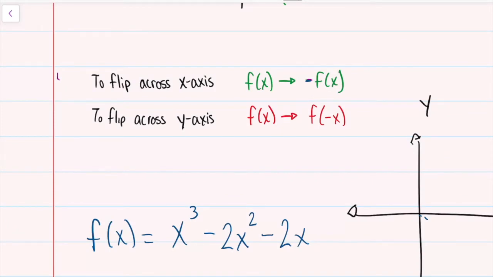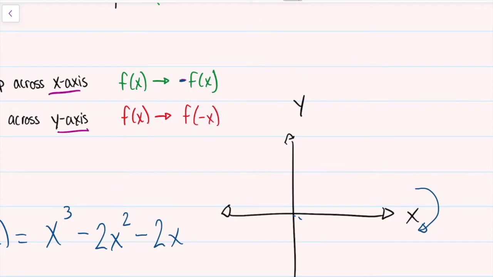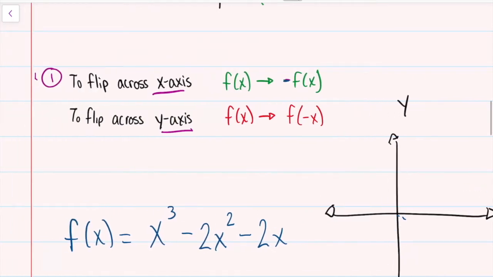Alright guys, so today we're going to talk about reflecting functions across the x-axis and the y-axis. Let's talk about the first one first. We want to reflect a graph across the x. So basically, if you want to make sure you're reflecting on the x, all you do is whatever function you have, you multiply every single term by a negative.